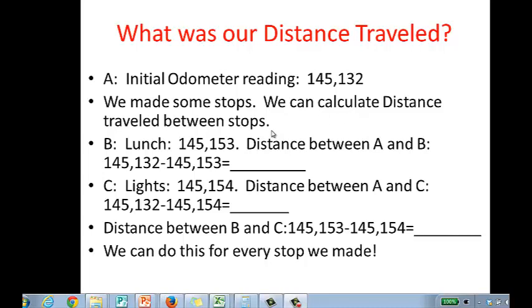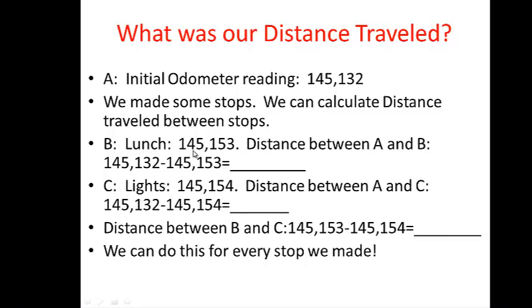So let's look at a few. Our odometer reading at point B, where we had lunch, was 145,153. To calculate distance between A and B, we would subtract those two numbers. So we have 145,132 minus 145,153. And that will give you distance traveled between points A and B.